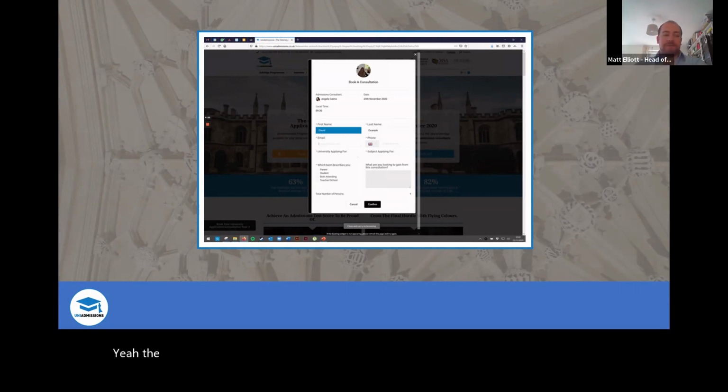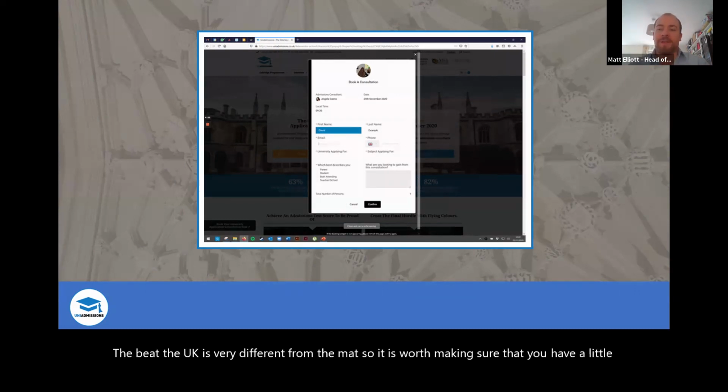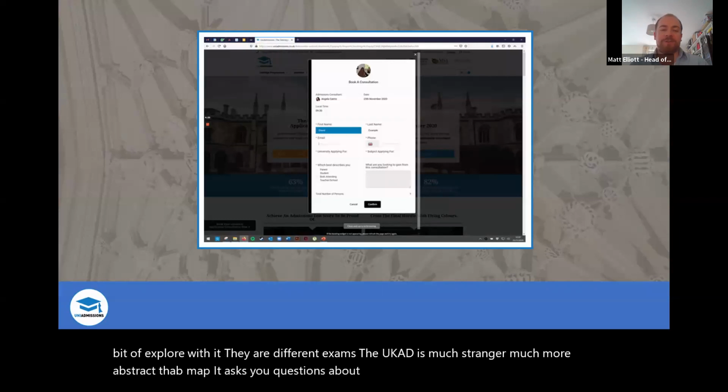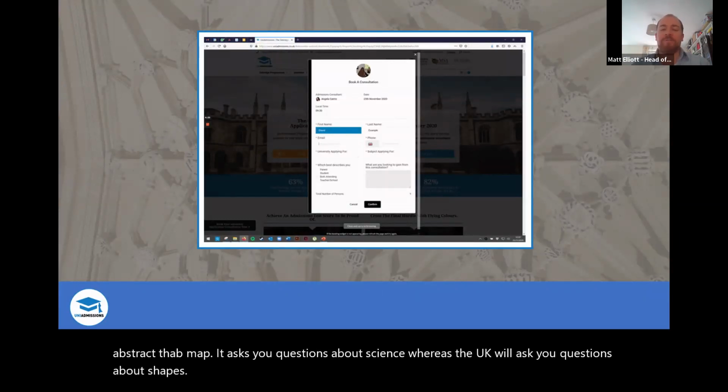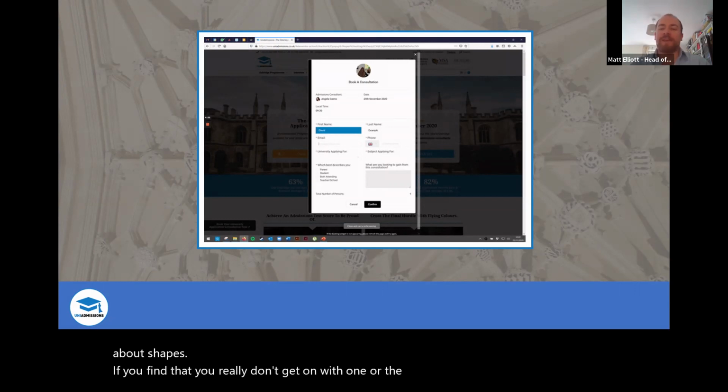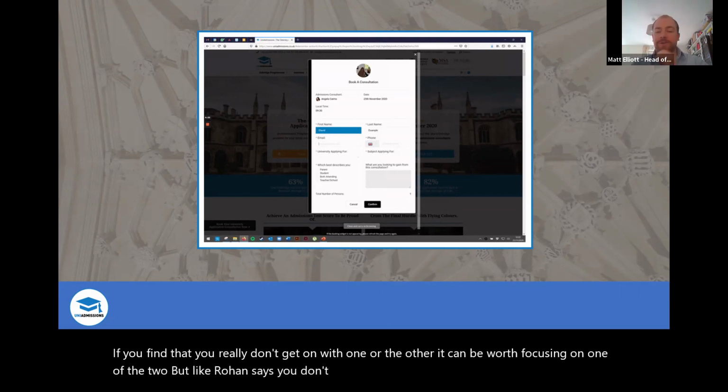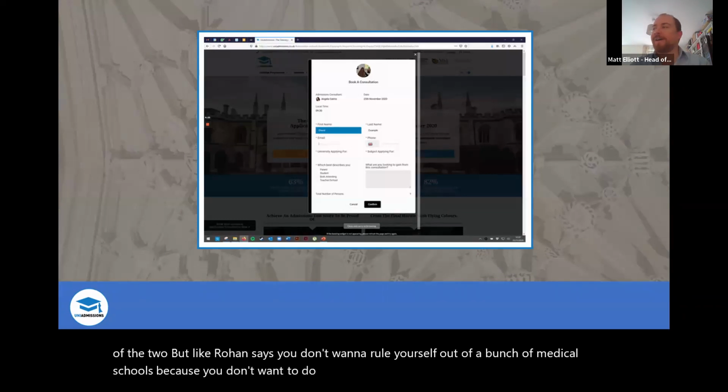The UCAT is very different from the BMAT, so it is worth making sure that you have a little bit of explore with it. They are different exams. The UCAT is much stranger, much more abstract. The BMAT asks you a question about science, whereas the UCAT will ask you questions about shapes. So if you find that you really don't get on with one or the other, it can be worth focusing on one of the two. But like Rohan says, you don't want to rule yourself out of a bunch of medical schools because you don't want to do the UCAT.